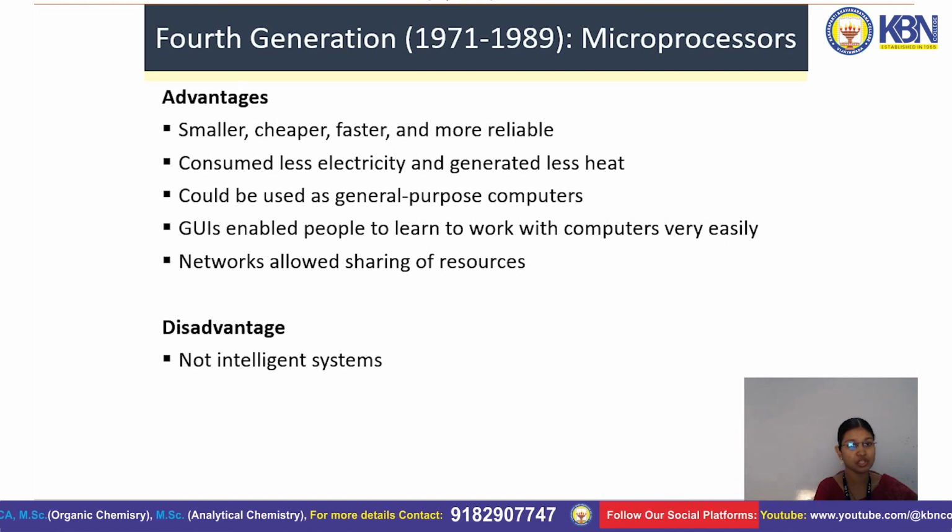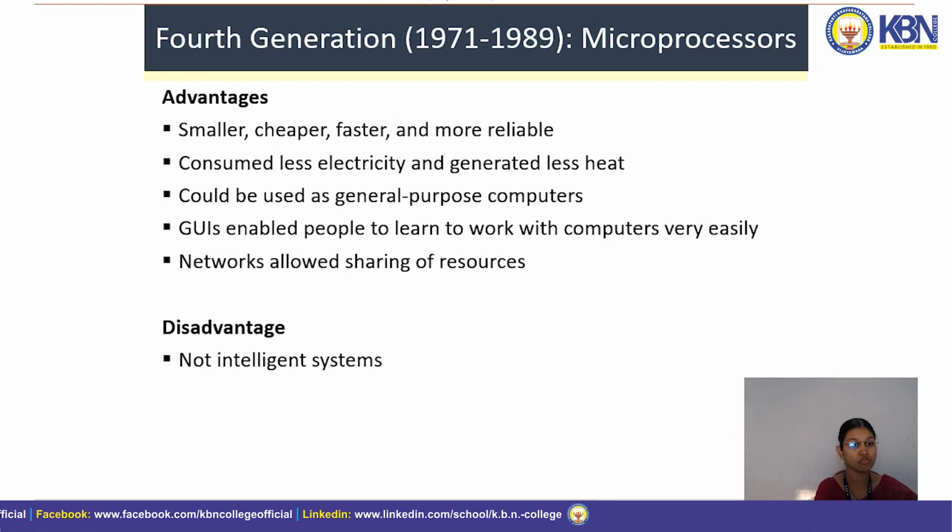Next one, the fourth generation, 1971 to 1989. The fourth generation was developed with microprocessors. The fourth generation advantages are that it is smaller, cheaper, faster and more reliable. It consumed less electricity and less heat, and it introduced GUI, the graphical user interface, which made it very easy to work with the computer. Networks allowed sharing of resources.